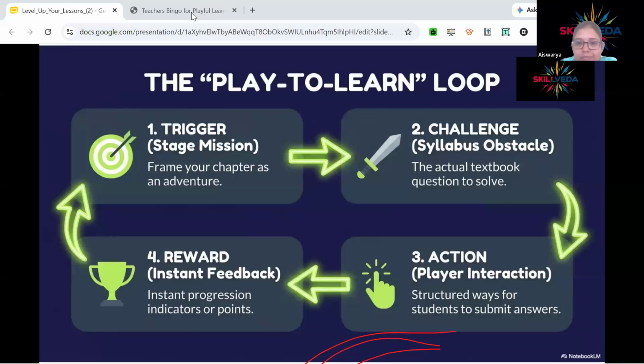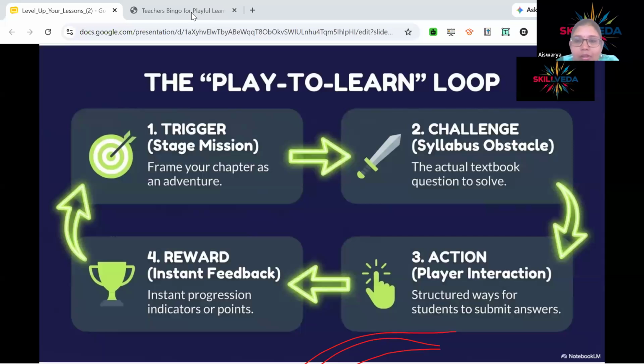That is more important. So what do you think is missing in your classrooms? A trigger is missing, or a challenge, or action, or reward? Which do you think in the traditional classrooms is missed the most? You can put it in the chat box. Is it trigger, or challenge, or action, or feedback? You can put it in the chat box. In the traditional classrooms, which is missed the most?